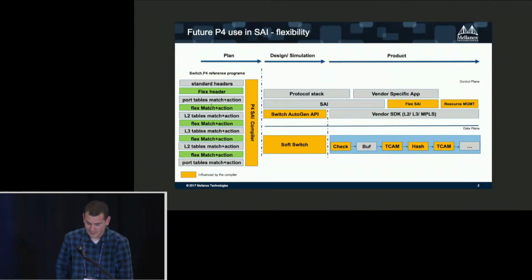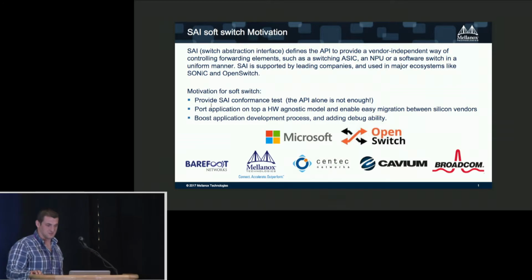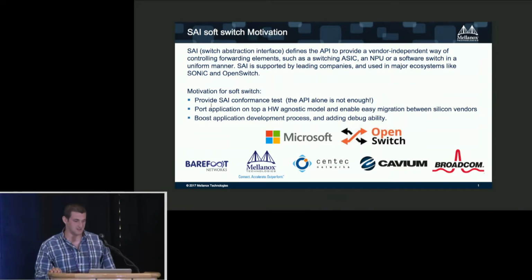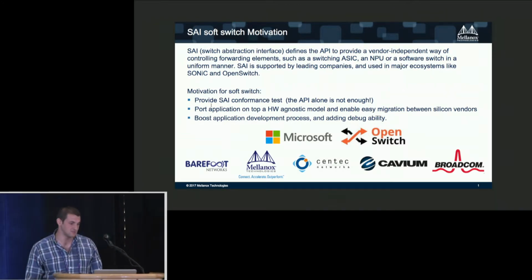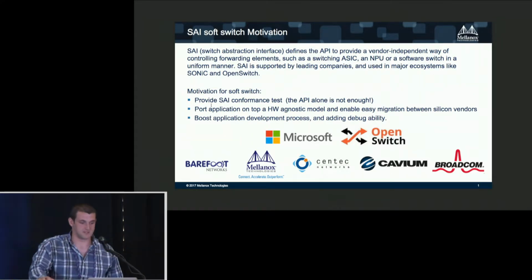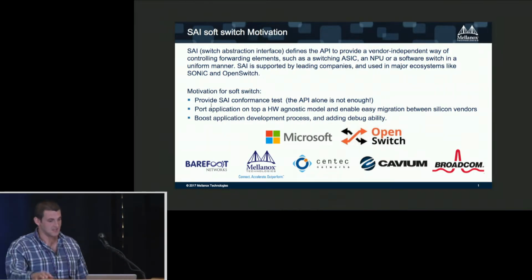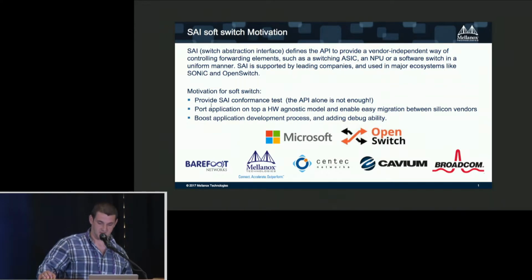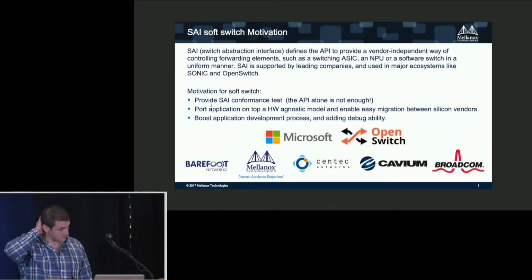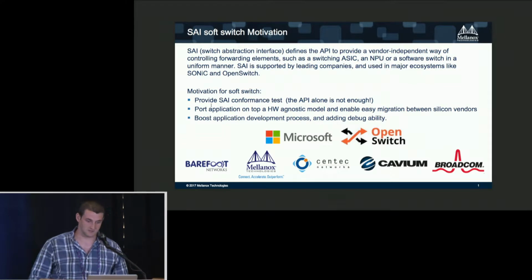Okay, so the third demo talk is on future P4 use in SAI. Jonathan. Okay, so Jonathan from Mellanox, and I'm going to talk about a SAI software switch using P4. Okay, so SAI, if you don't know, stands for switch abstraction interface, and defines the API to provide a generic vendor-independent way of controlling any forwarding elements. It's supported by many of the leading vendors and the ecosystems like we just saw, Sonic.